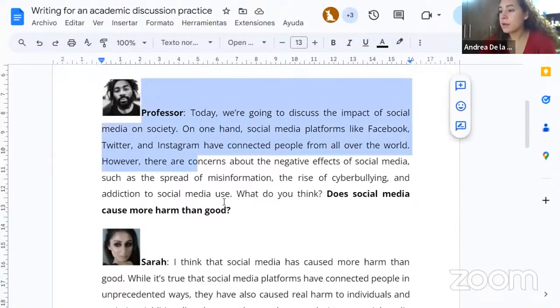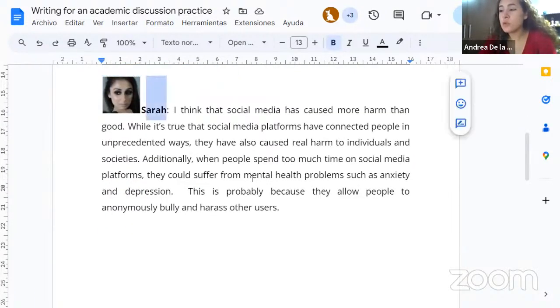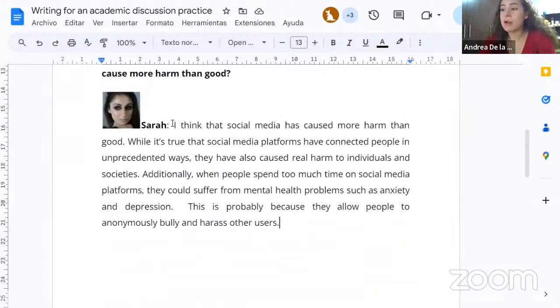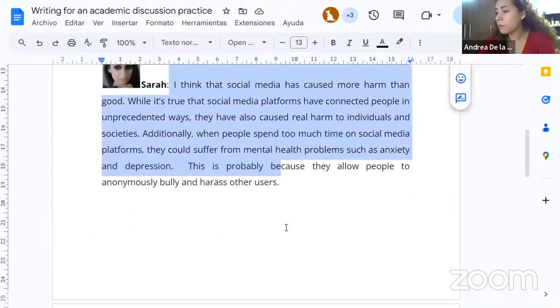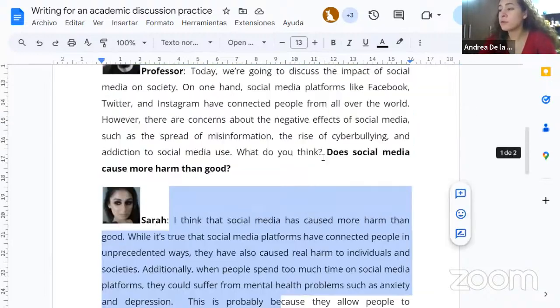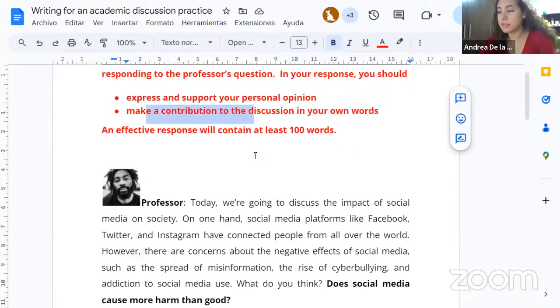On the first part, you have the professor's post, where you have a short introduction first, and where you finally have the question. Then you will have two of your classmates' responses. In this case, we have Sarah's and Mark's response. And both of them are presenting their own opinions on their posts. So you need to read their posts. And finally, your job is to write your own post, your own response to this question, where you do what they ask. That means where you express and support your opinion, and where you contribute to the discussion.